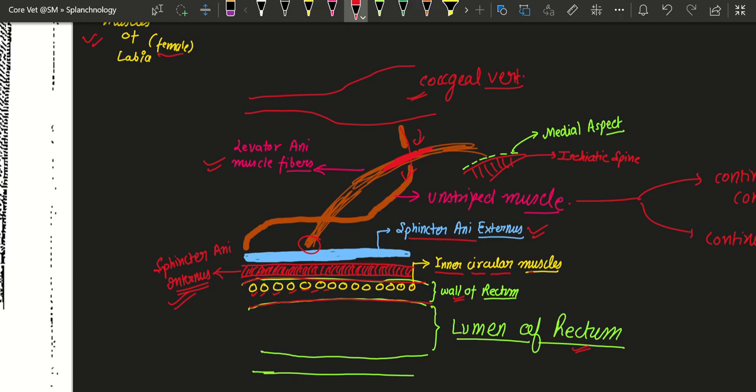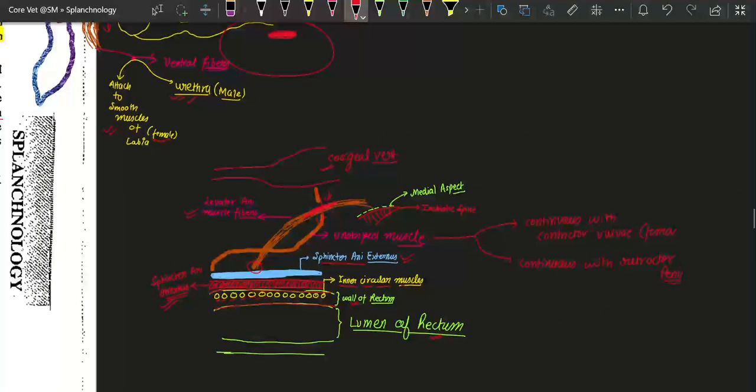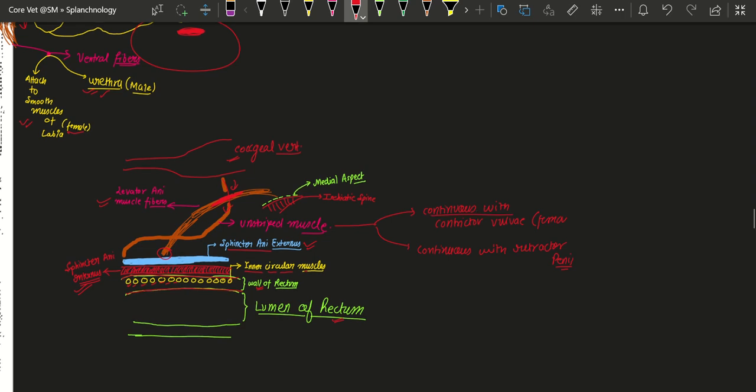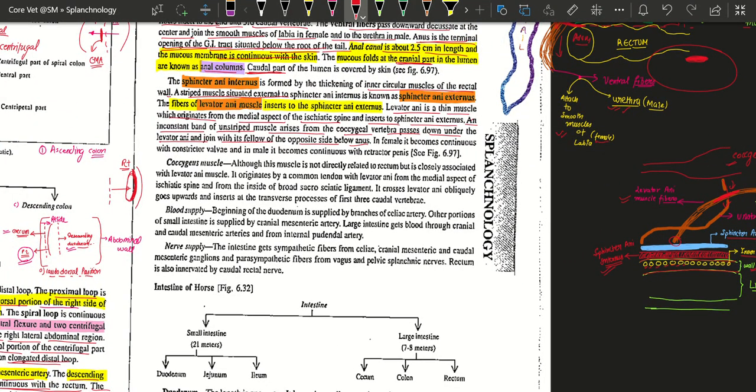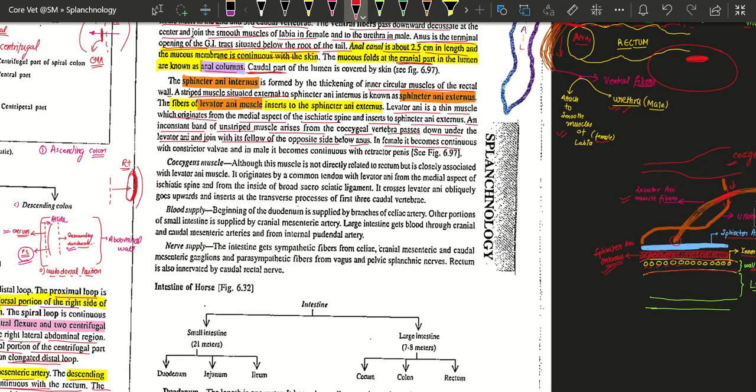And it will be continuous with the constrictor vulvae in the case of the female, right? Constrictor vulvae in the case of the female, and in the case of the male, it will be continuous with the retractor penis, sorry. Okay, I hope this is clear. So in the case of the female, it will be continuous with the constrictor vulvae, and in the case of the male, it will be continuous as the retractor penis.